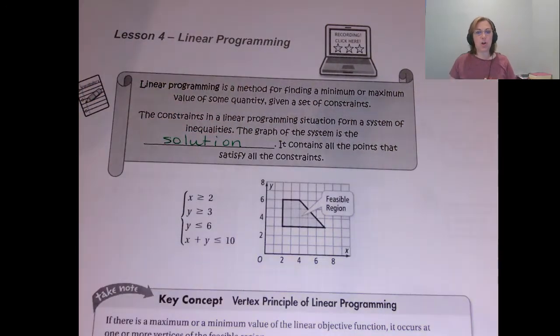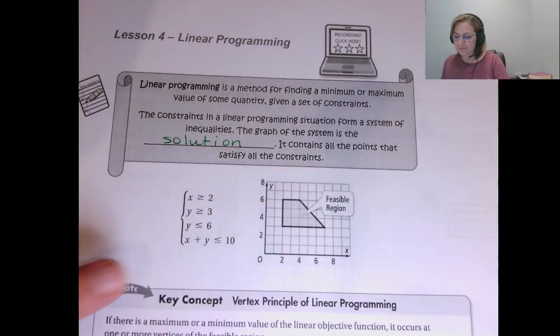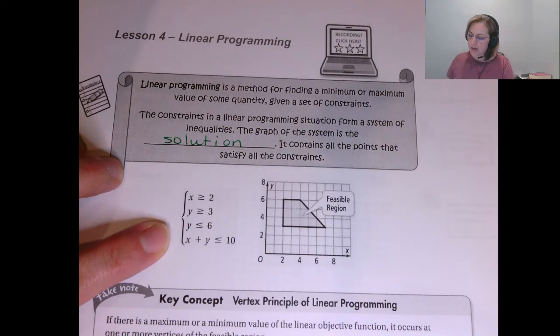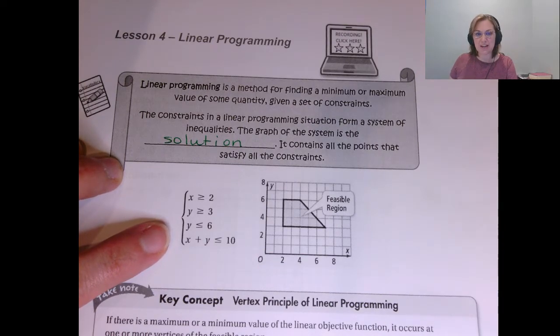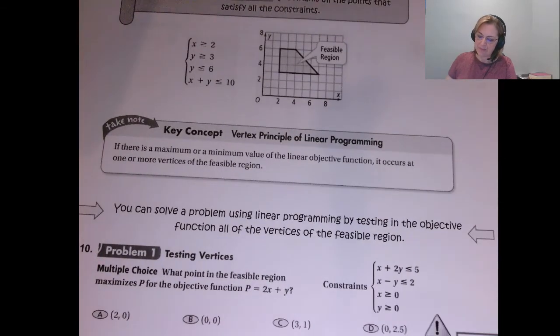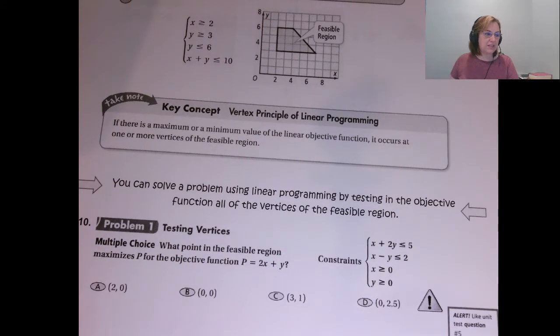It contains all the points that satisfy these constraints. So all the points in this shaded region here satisfy these constraints. So we're going to be looking at how we maximize or minimize something called an objective function. Let's take a look here at the problem that I have. We're going to test the objective function to see which one produces a maximum or minimum.